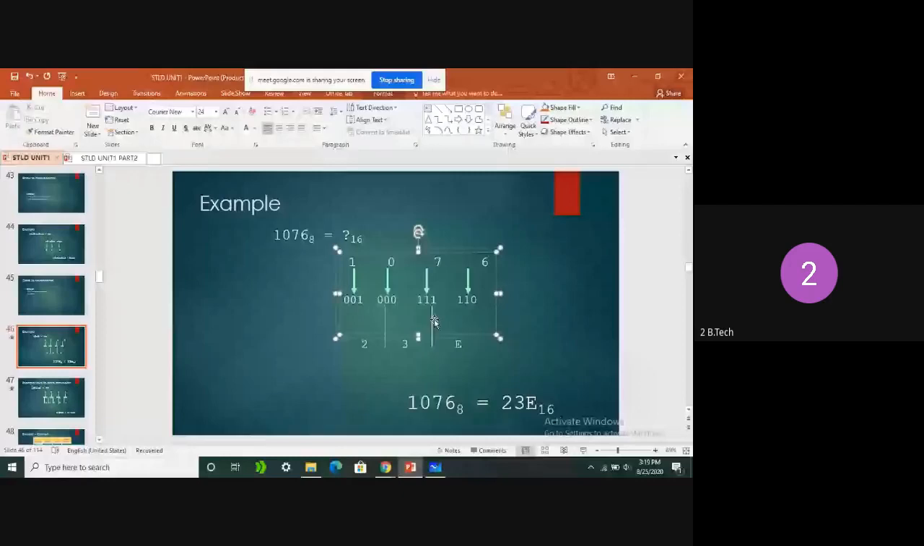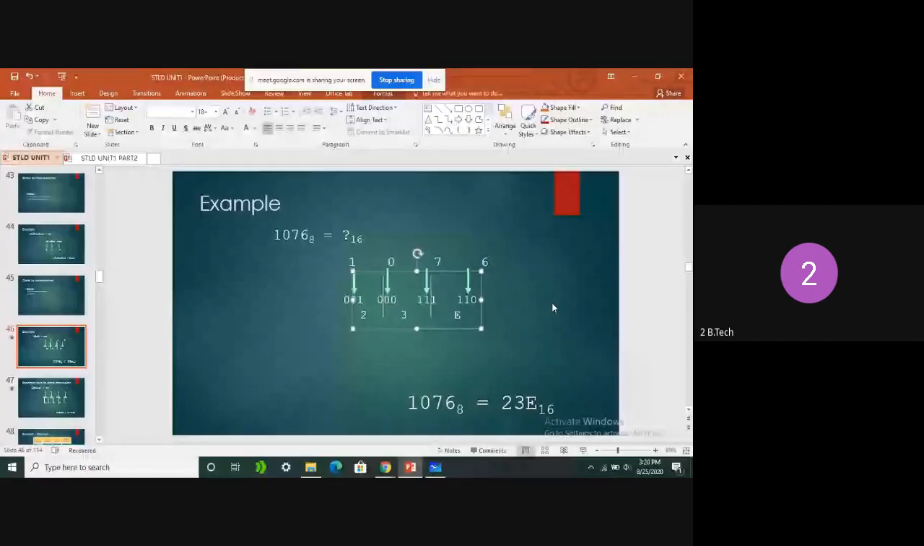Clear, all of you? Yes, sir. This is the way we take four values. So 1110, 0011, and 0001. Okay. So the first value is E, the second is 3, and the last MSB value is 2. So 2, 3, E. That is nothing but 16. This is the way we convert octal to hexadecimal. Clear, all of you?